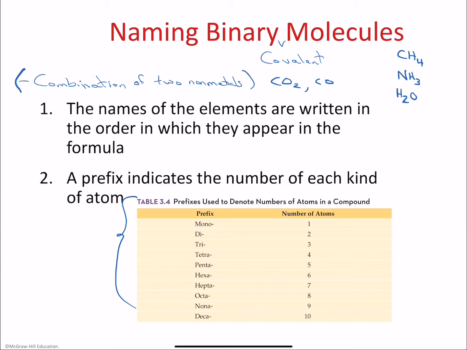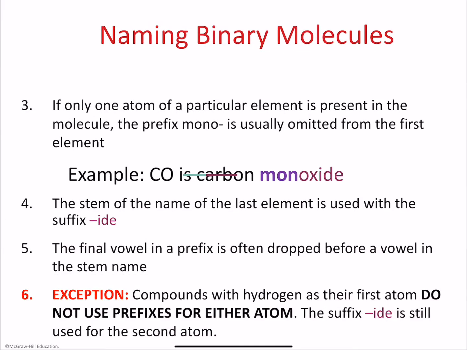Now you might pick up on why it's carbon dioxide, because I have two oxygens, and in CO this is carbon monoxide because I only have one oxygen. Some other rules. Number 3 says if only one atom of a particular element is present in the molecule, the prefix mono is usually omitted for the first element. So for CO, we wouldn't call that mono carbon monoxide. We drop that first mono, so it just becomes carbon monoxide.